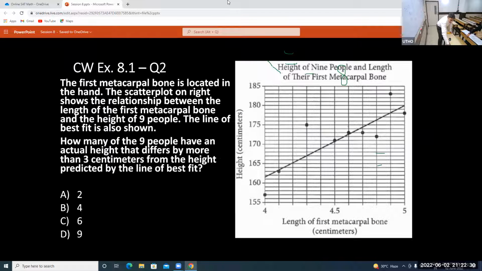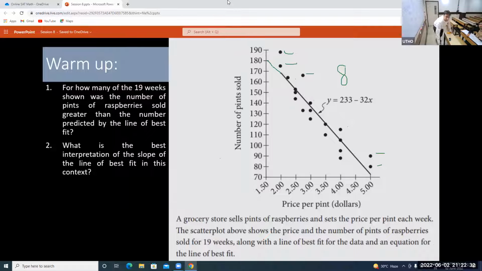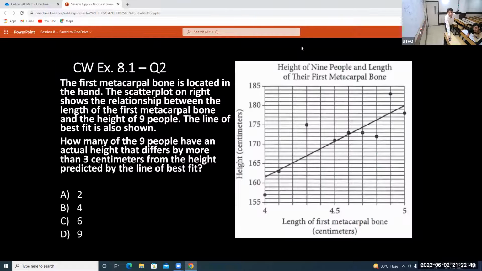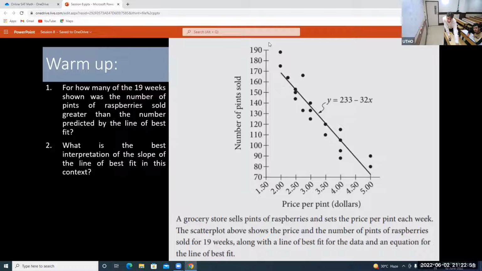Let's do the next question. Sorry, a lot of clicks happened at once. Let's go, what is the best interpretation of the slope of the line of best fit in this context? I think I'll give Vansh a concession here, but still if you want to try, you can try, Vansh. Interpretation of slope of line.